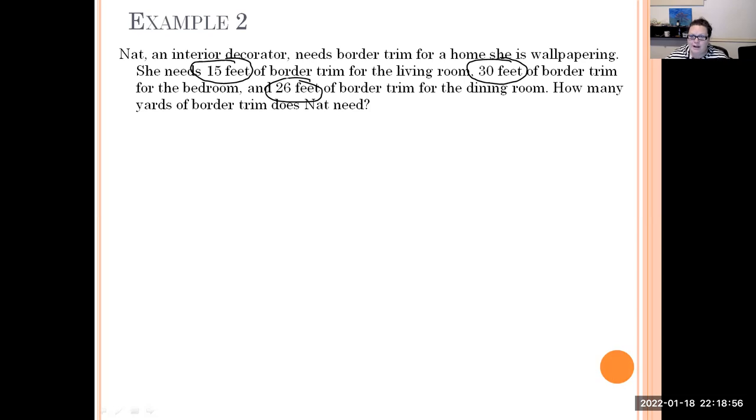Well, we can't figure that out until we find out the total amount of border trim she needs. And to do that, you have to add all three numbers to know the total amount of border trim she needs. So that's going to be 15 feet plus 30 feet plus 26 feet. All right, you need to add those up. You get 71 feet.